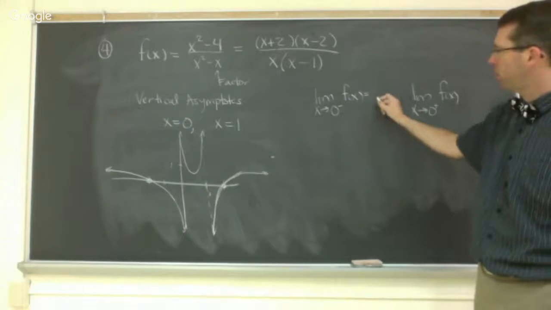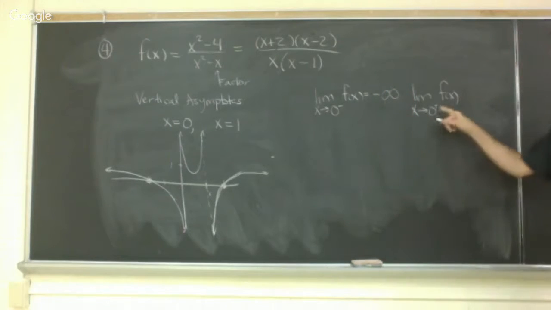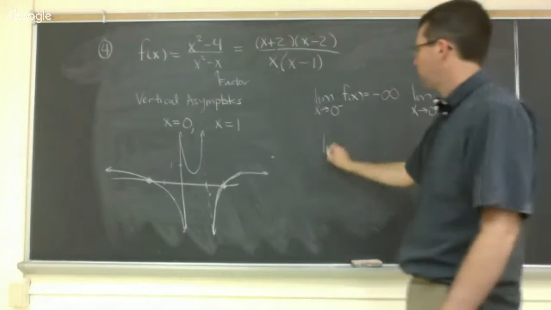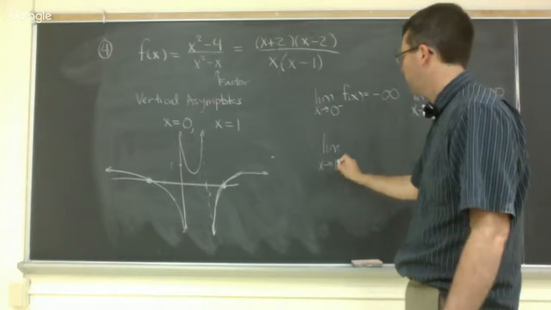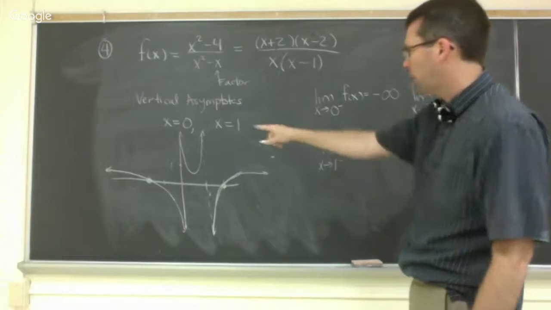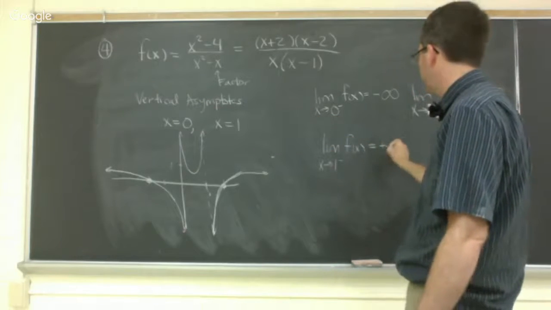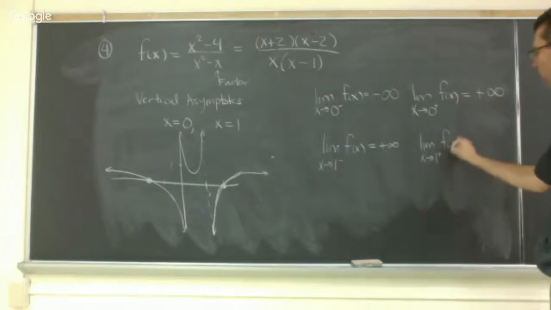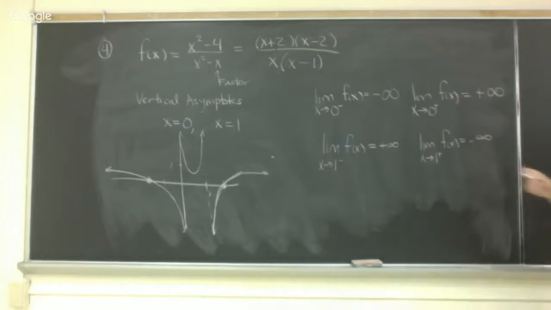On the left, it goes down to -infinity. The limit on the right goes up to infinity. And for x goes to 1, we have 2 sides. x approaches 1 from the left. On my left, it goes up to infinity. And on the right, we go down to -infinity. Okay? And so these are the 4 limits associated with the 2 vertical asymptotes. Are there any questions on the vertical asymptotes?